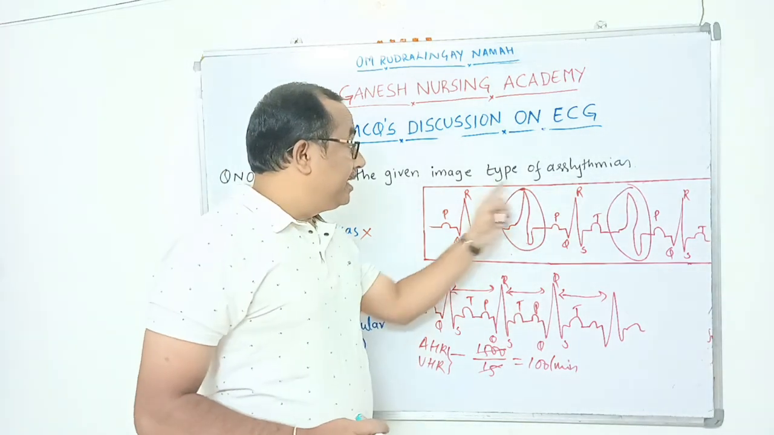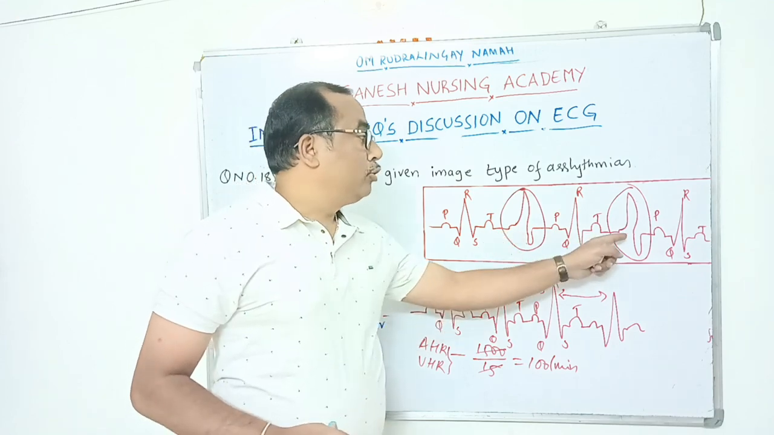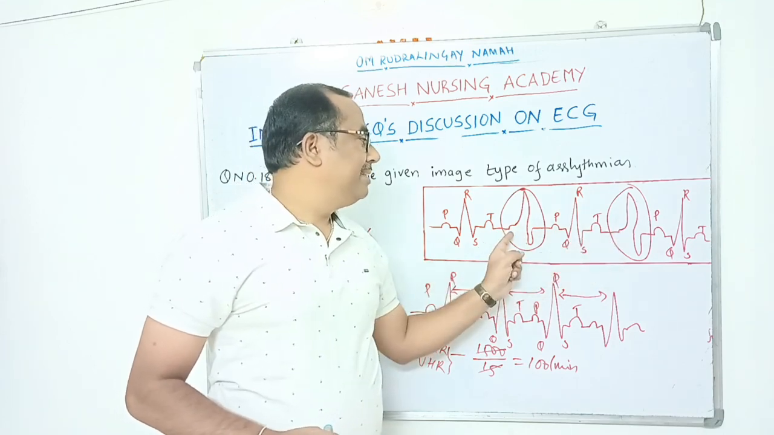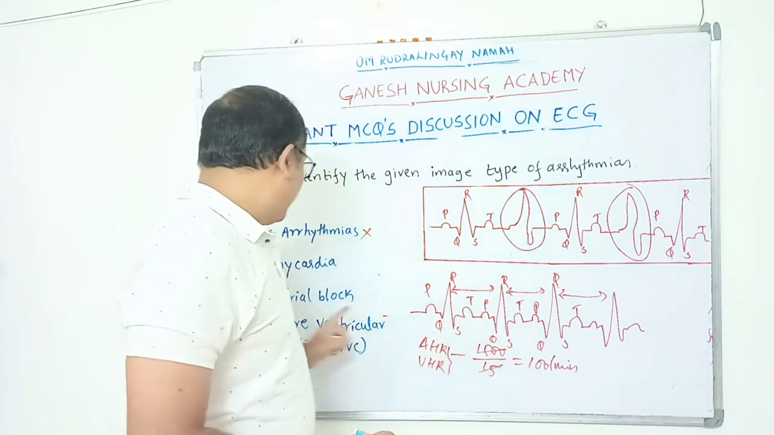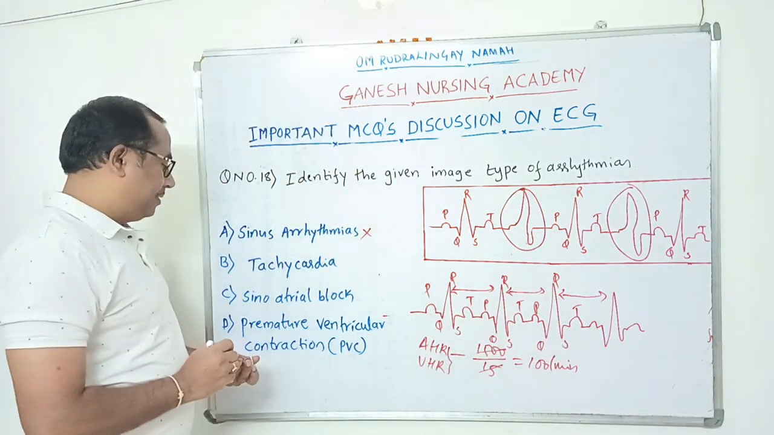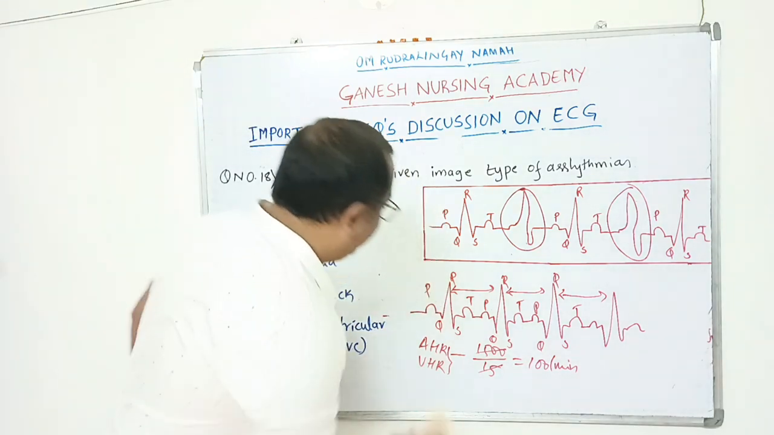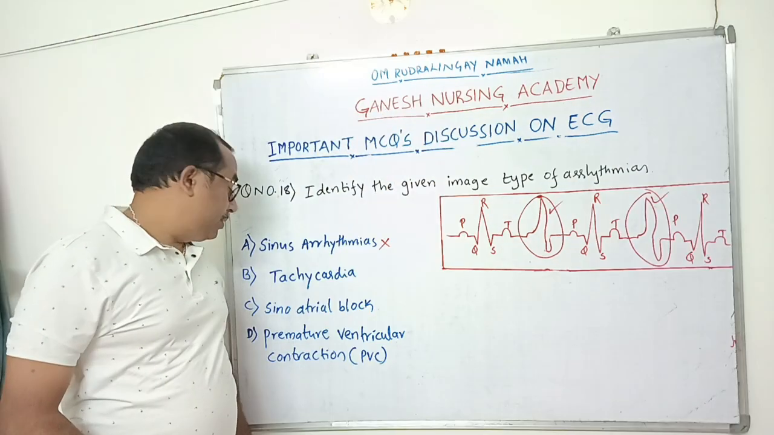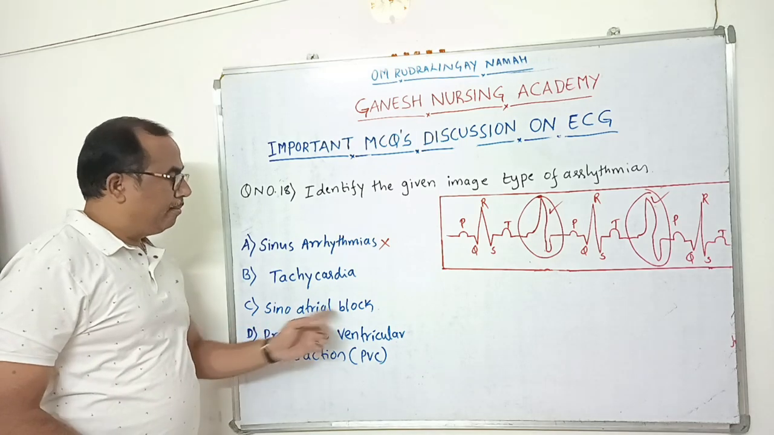So this image you cannot call sinus tachycardia, because you are seeing ectopic rhythms between the normal ECG beats. So this is not a sinus tachycardia. What I discussed, this one is a sinus tachycardia. Now let us see the next option. Okay students, next option, option C, sinoatrial block.